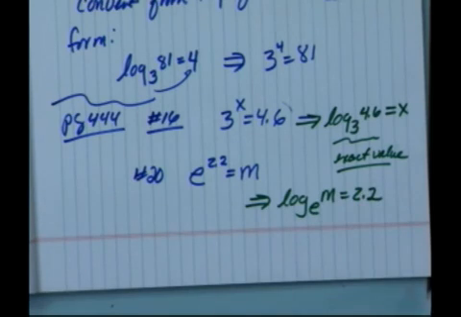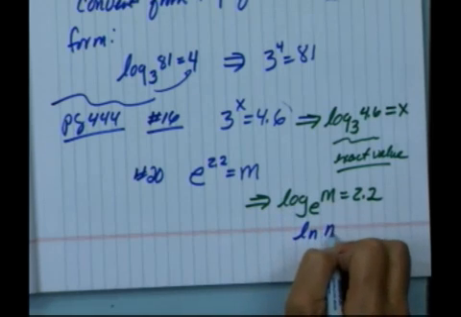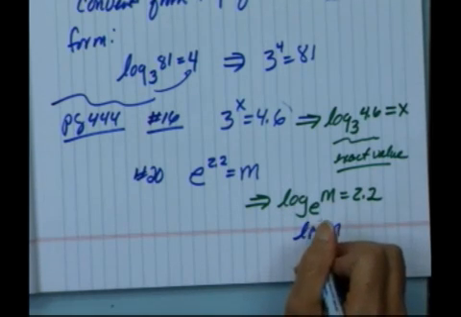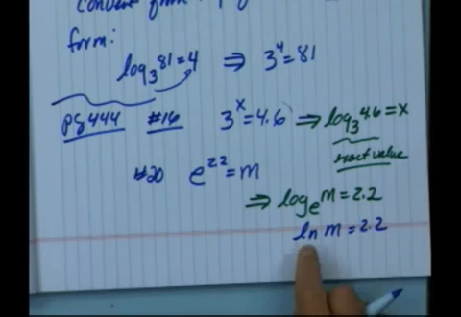And what's the symbol for log to the base e? ln. And what is that called? Everybody say it. Natural logarithmic function. That is the natural logarithmic function. ln represents log to the base e.